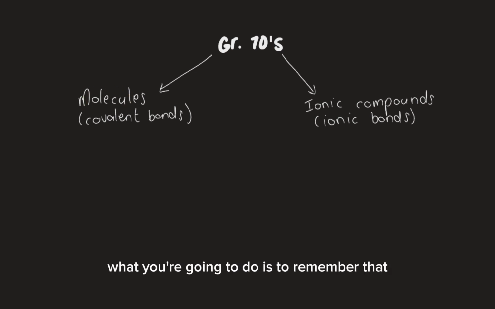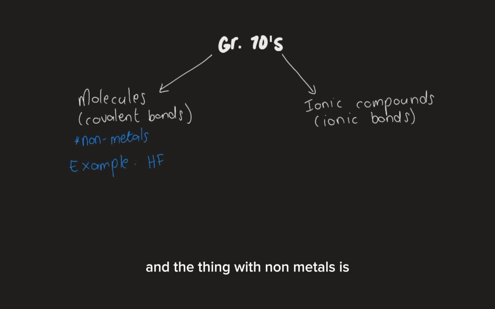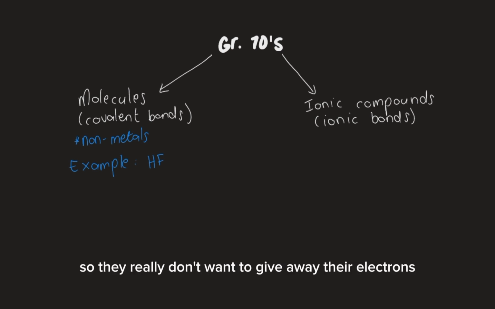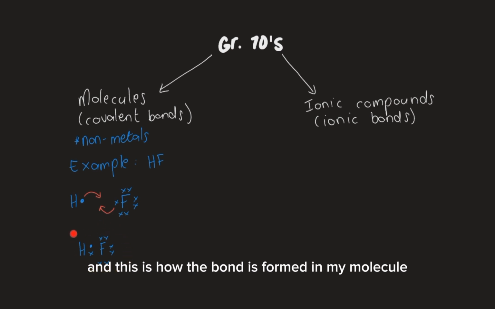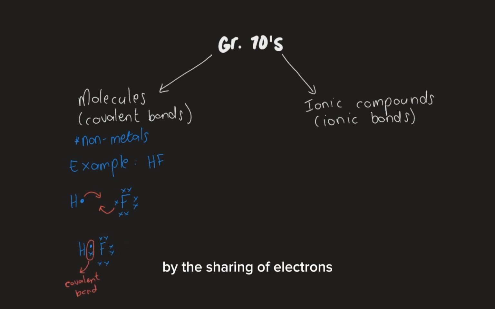For the molecule, what you're going to do is to remember that covalent bonds exist between non-metals. And the thing with non-metals is they're both pretty greedy. So they really don't want to give away their electrons. So neither one of the atoms in my molecule is going to give away its electrons. So what they're going to do is they're going to share their electrons, because ultimately they want 8 electrons around them. And this is how the bond is formed in my molecule, by the sharing of electrons.